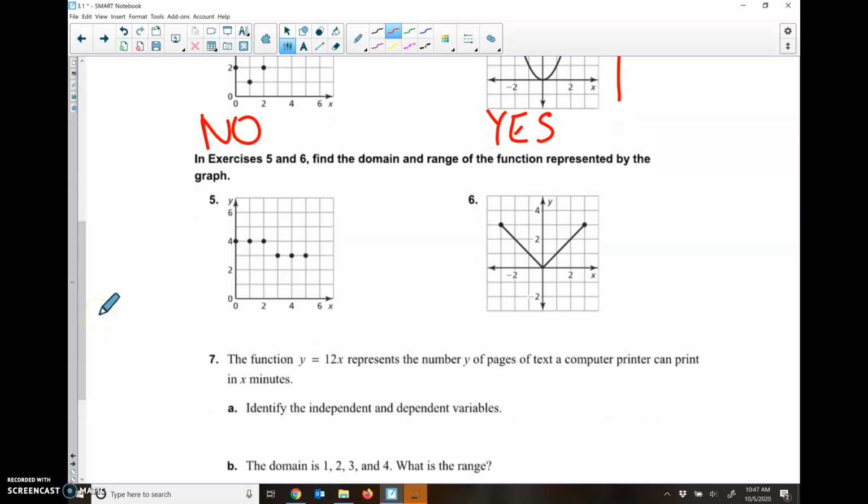All right, 5 and 6. It says find the domain and range. Domain are all your possible x's. Range is all your possible y's.